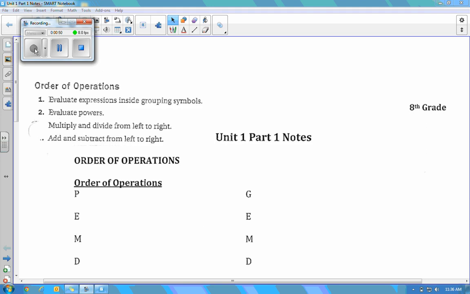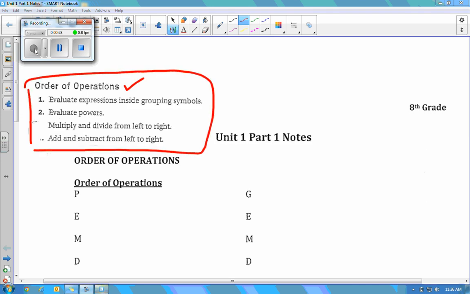So we're going to start off with order of operations, which is something you've probably been doing for a couple of years now. In the top left here where it says order of operations, I just copied and pasted this out of your book. Okay? So 4 steps for order of operations. The first one is to evaluate expressions inside grouping symbols. 2 is to evaluate powers. 3 is to multiply and divide from left to right. 4 is to add and subtract from left to right.